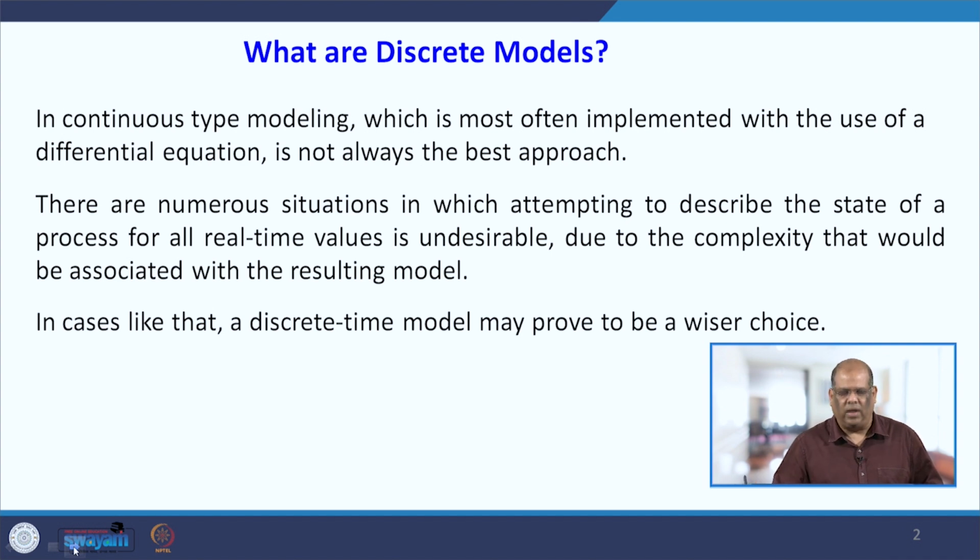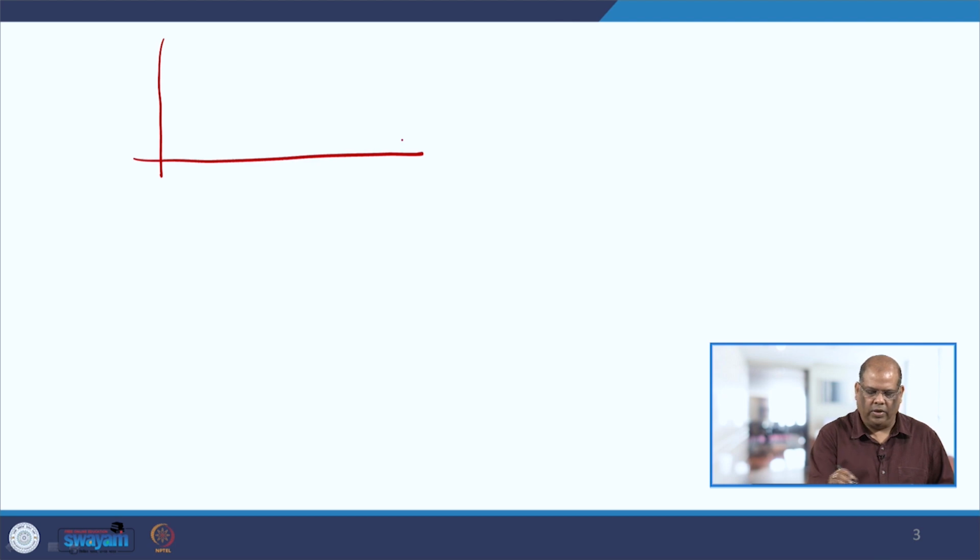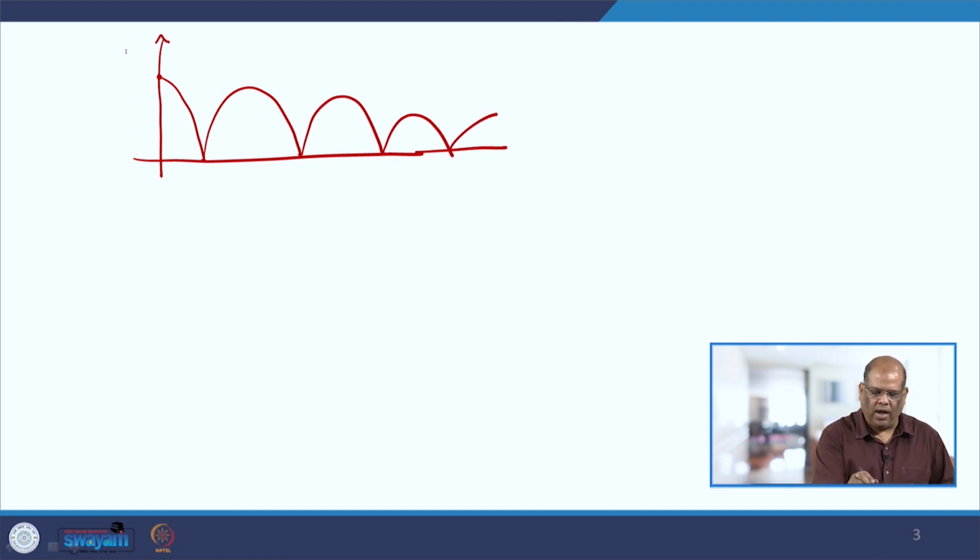Let us start with an example which will clear it. Suppose you consider the bouncing of a ball. If I take the situation that it starts from some initial height, the first bounce, the second bounce, and so on. This is the height and this is the time. Say this is T1, this is T2, this is T3, and so on.